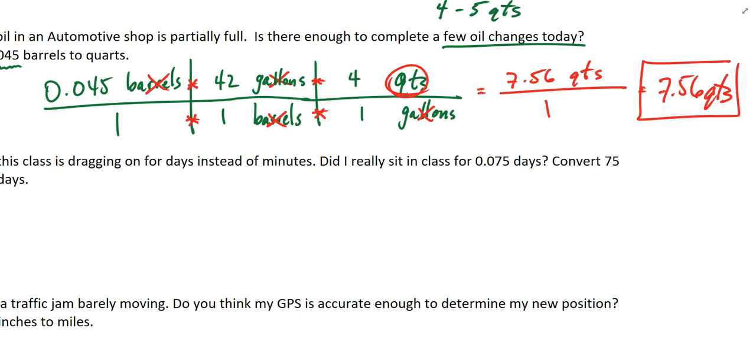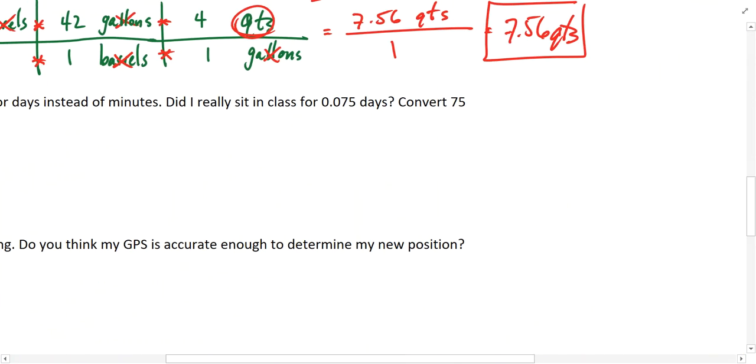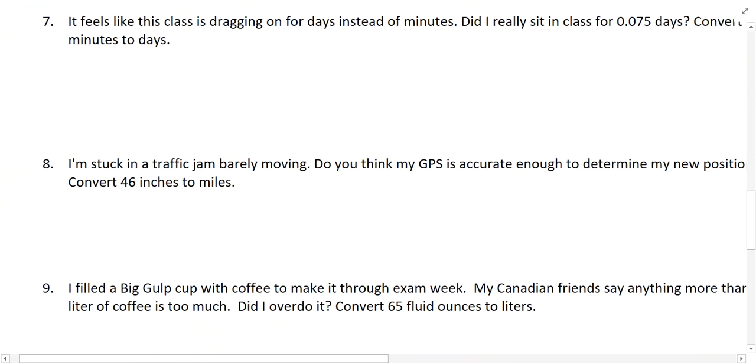So is there enough to complete a few oil changes today? Probably not. I'd say 1 oil change is about all you can do here. But now we know. We had 0.045 barrels on hand, and that's the same as 7.56 quarts.